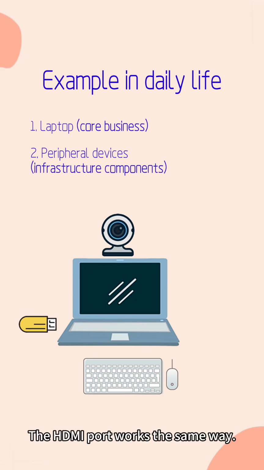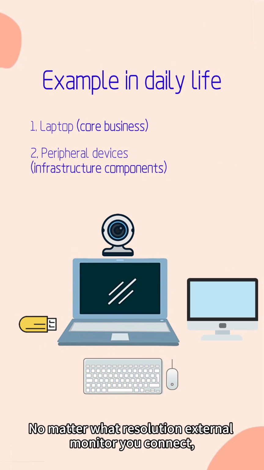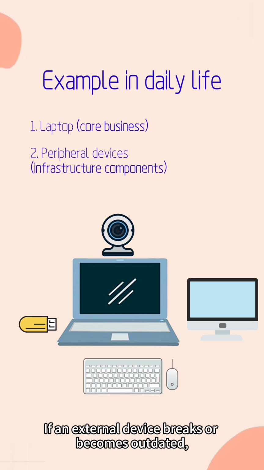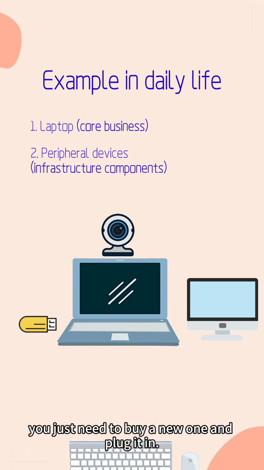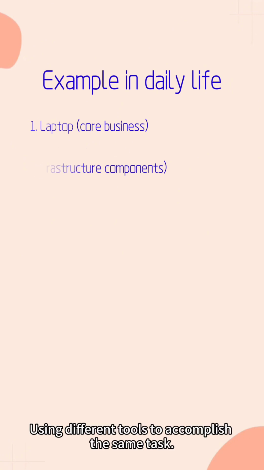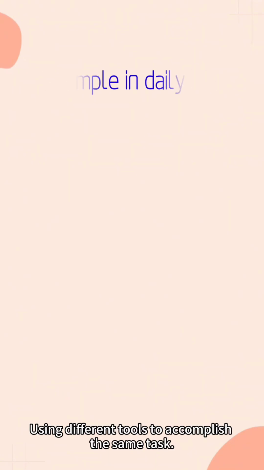The HDMI port works the same way. No matter what resolution external monitor you connect, it will work normally. If an external device breaks or becomes outdated, you just need to buy a new one and plug it in. This is the main idea of hexagonal architecture, using different tools to accomplish the same task.